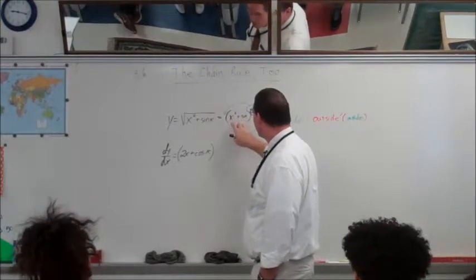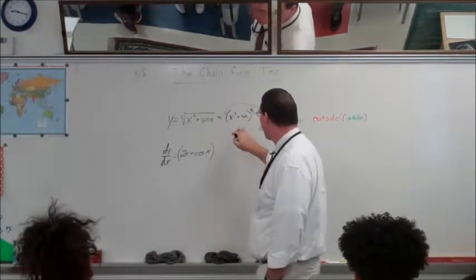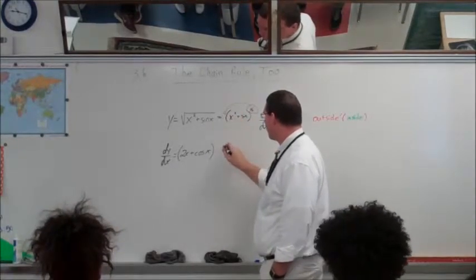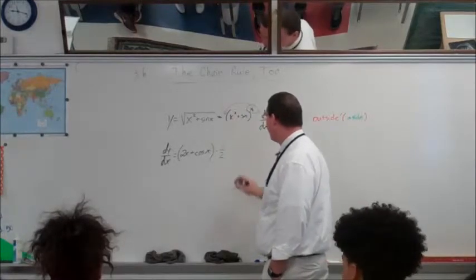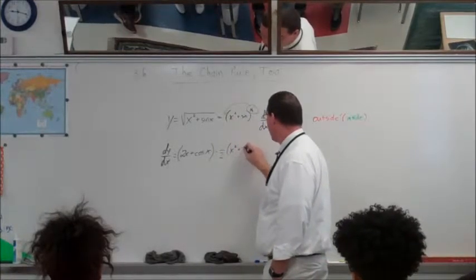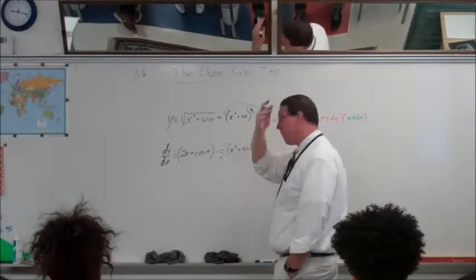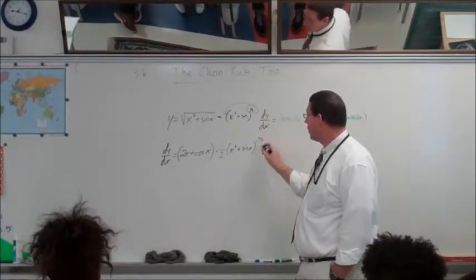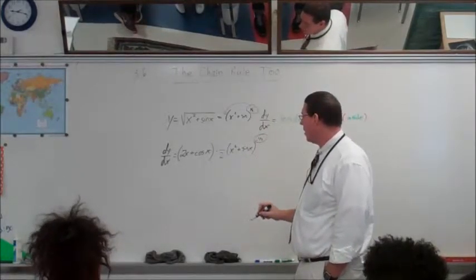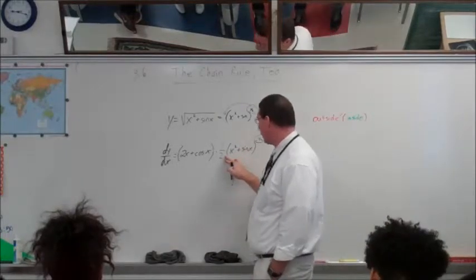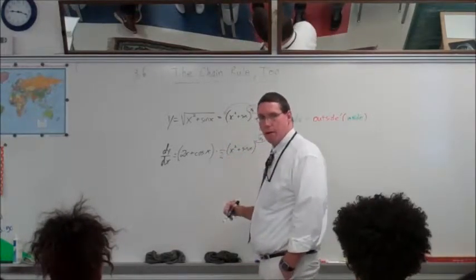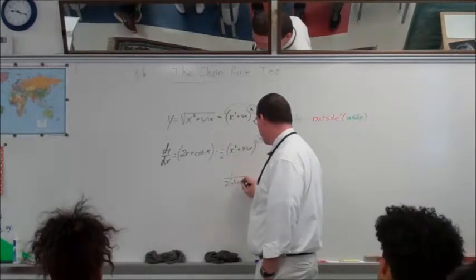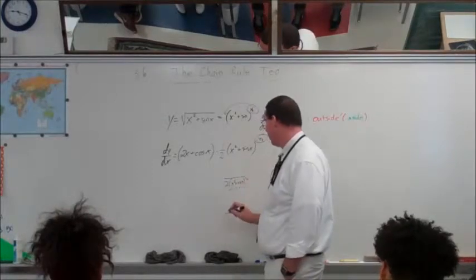Well, the outside function here is this blob to the 1/2 power. If I wanted to do the derivative of something to the 1/2 power, I would move the 1/2 to the front, multiply by 1/2 times x squared plus sine of x, inside unchanged, and then subtract 1. 1/2 minus 1 is negative 1/2. Negative 1/2 means that it's got to go to the denominator in the fraction. So it's 1/2 times x squared plus sine of x to the positive 1/2 power.